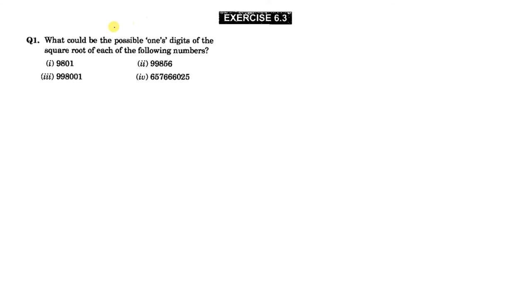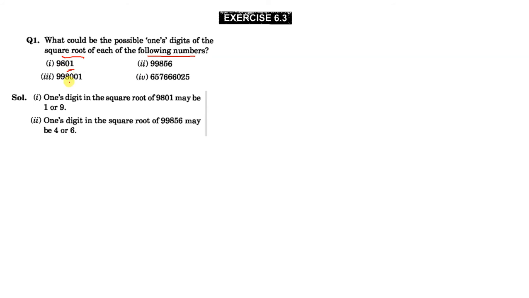Let us do the first question of the exercise. What could be the possible ones digit of the square root of each of the following numbers? Here we will use the property that if a number ends in 1, then its square root will have 9 or 1 in its unit place. So in the first case, the square root will have 1 or 9.